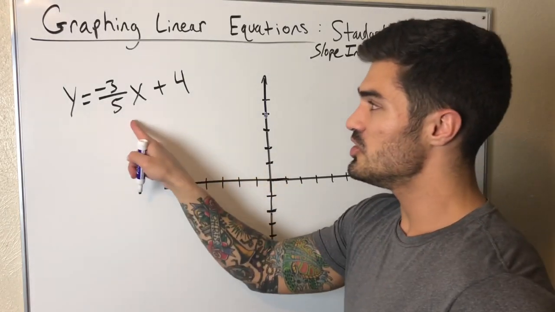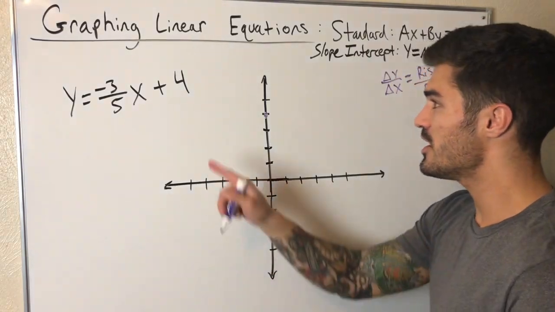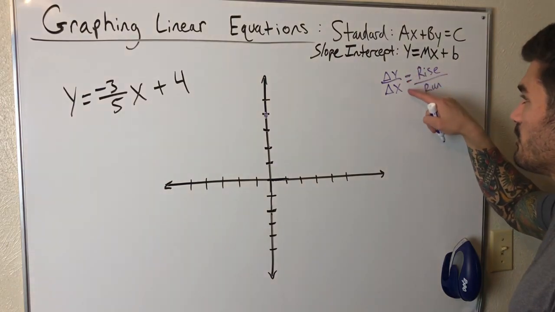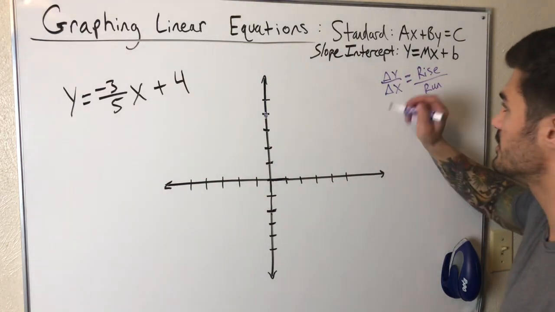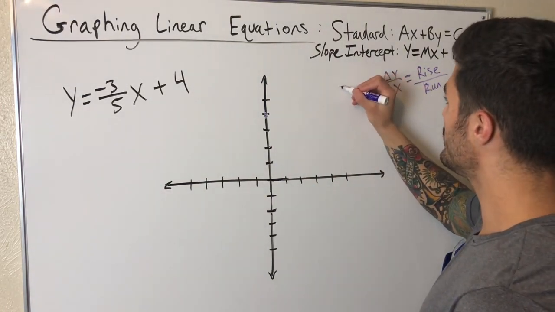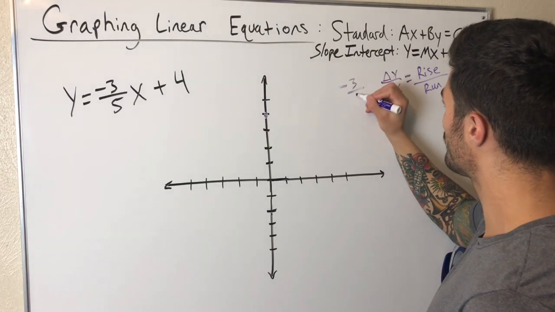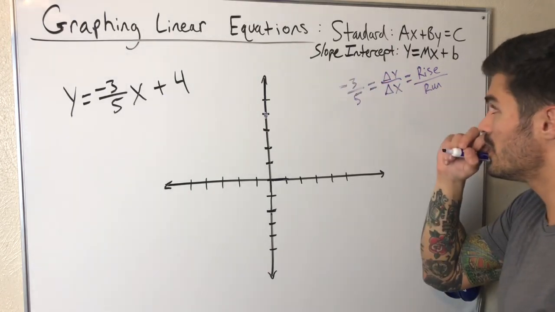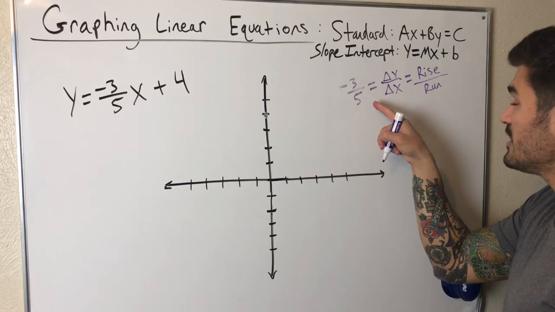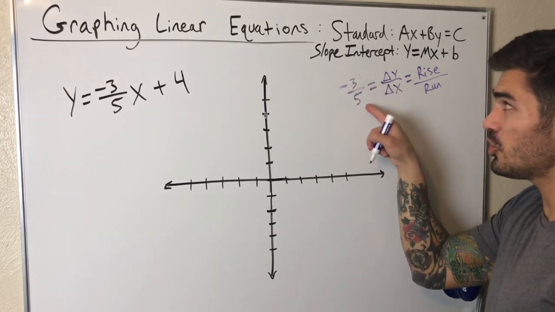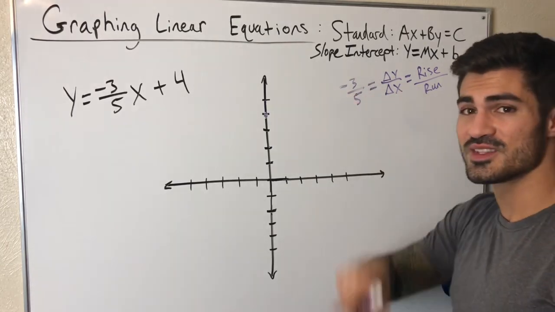Now what do we do? Well, I can use this slope, right? My slope, my change in y over change in x, or my rise over run, is -3/5, -3 over 5. So what does this mean? I'm rising 3, I run 5. That's close, but we have to be careful with the sign, right?